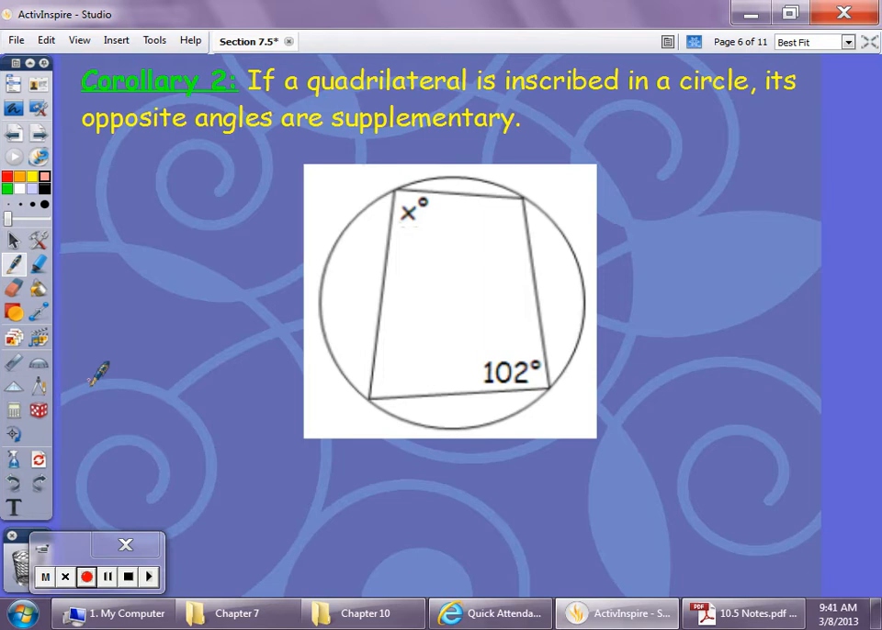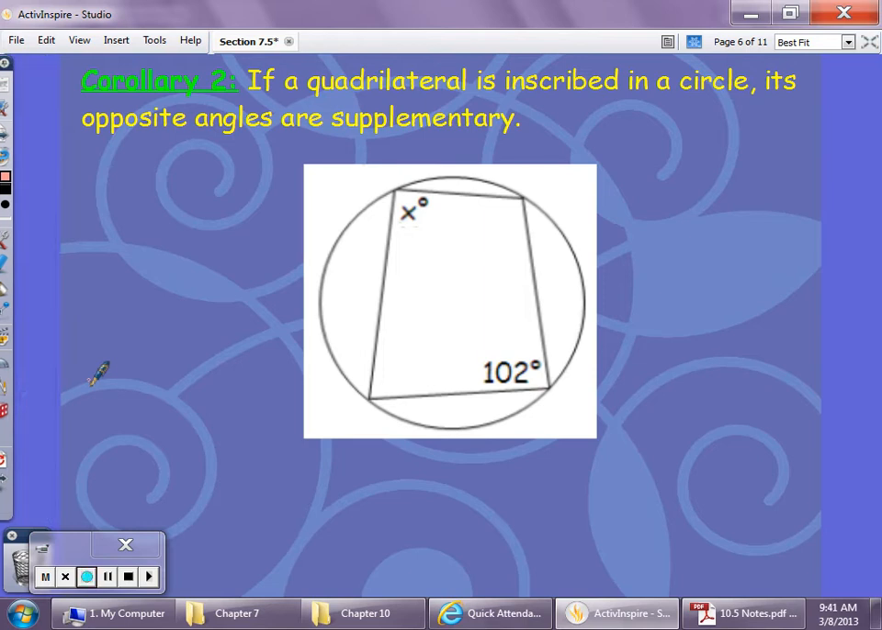Corollary 2 states if a quadrilateral is inscribed in a circle, its opposite angles are supplementary. So if we have the following quadrilateral and we have one angle that's 102 degrees, the opposite angle x is going to be 180 minus 102 degrees, which means that x is going to equal 78 degrees.